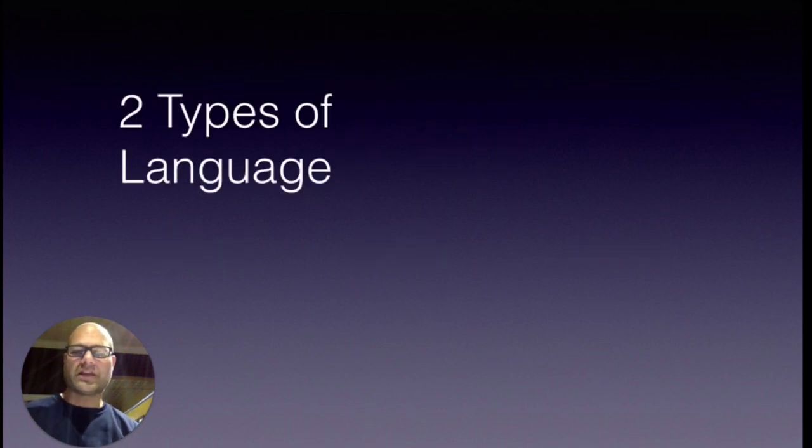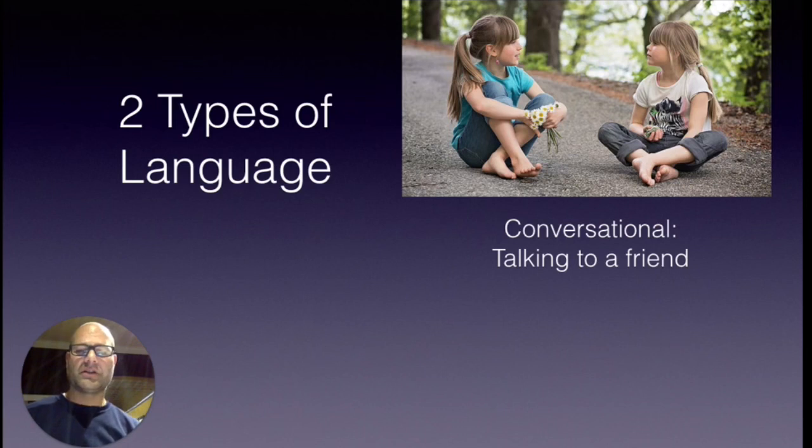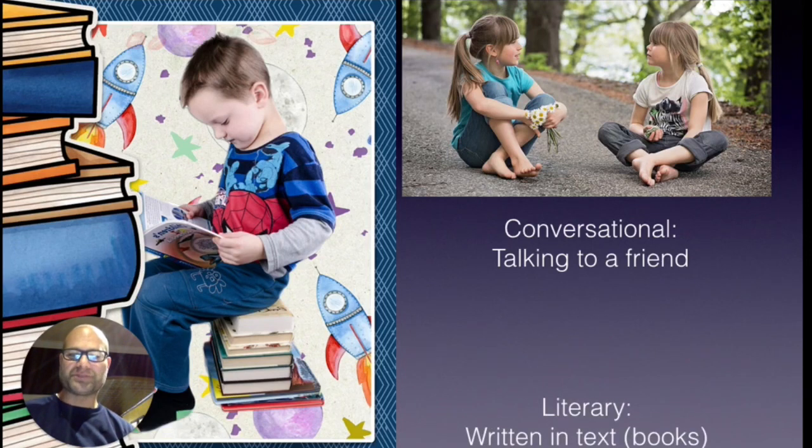Well, I want to explain to you today that there are two types of language, or ways we use language. One is conversational. It's when we just talk with a friend or to an acquaintance. When we're talking to someone in person or even over the phone or in a video like this, we use a comfortable, natural, everyday language. There's another kind of language that we come across, and it's called literary language. Literary language is what's written in text. So what we would read in books, magazines, or even a slideshow like this.